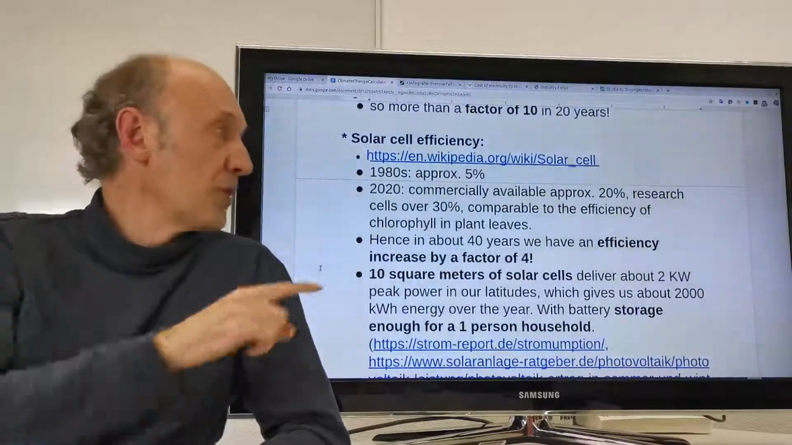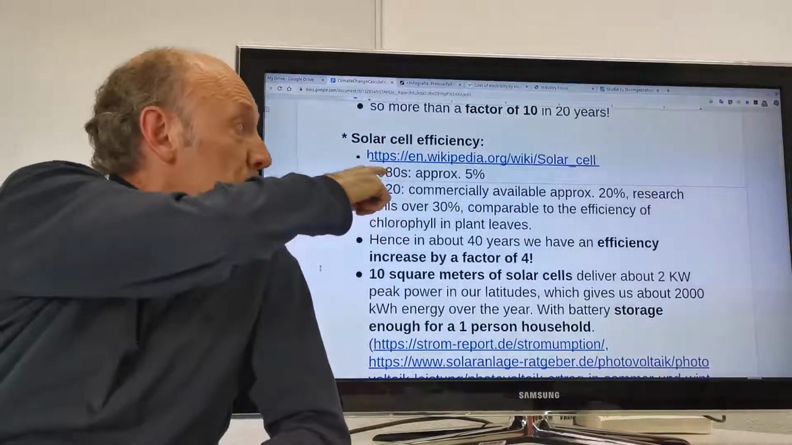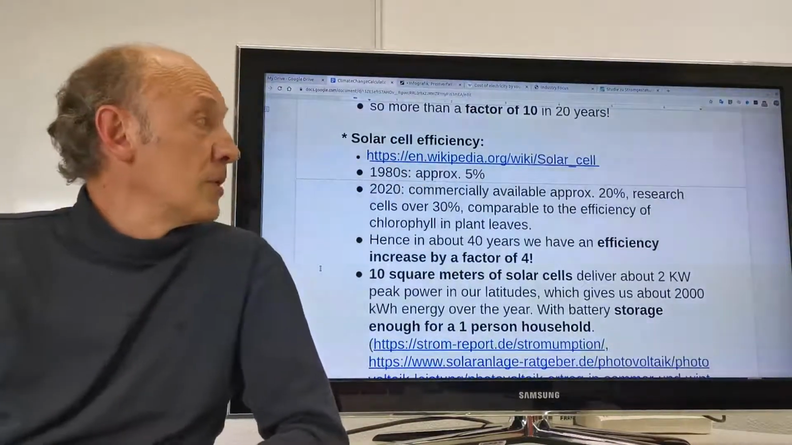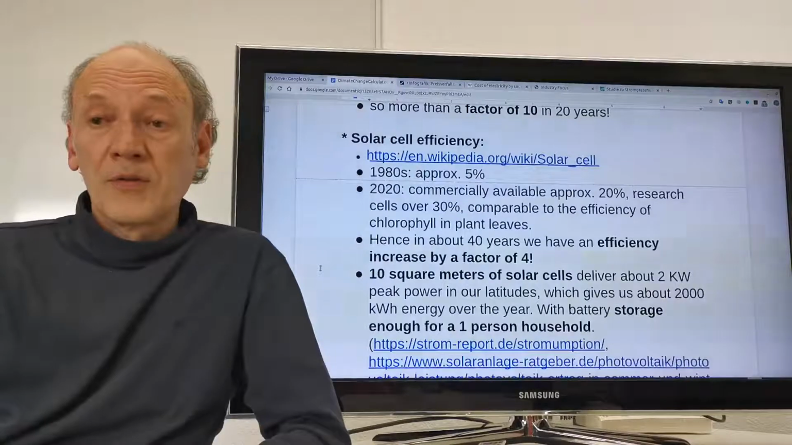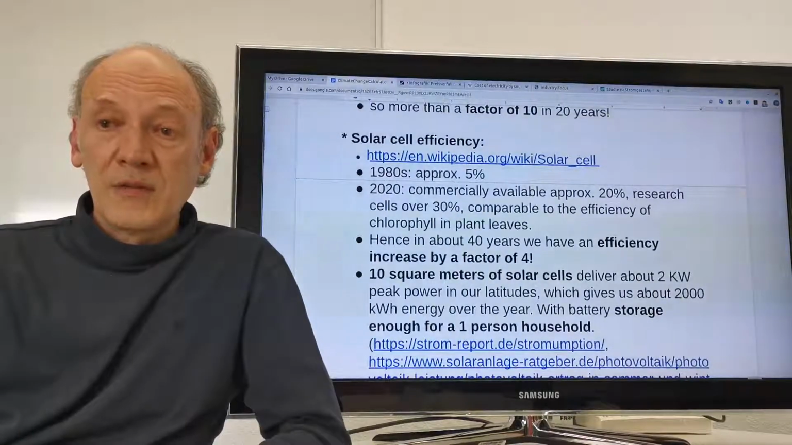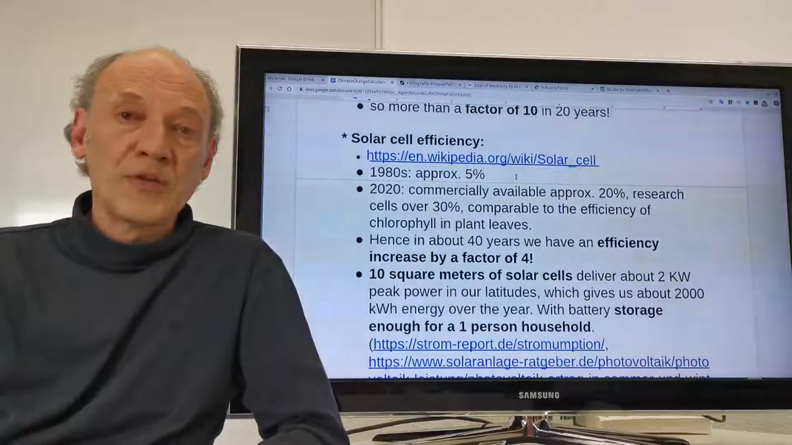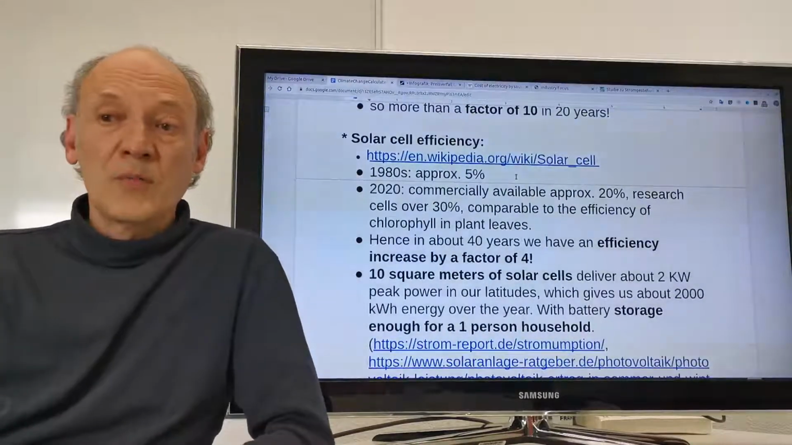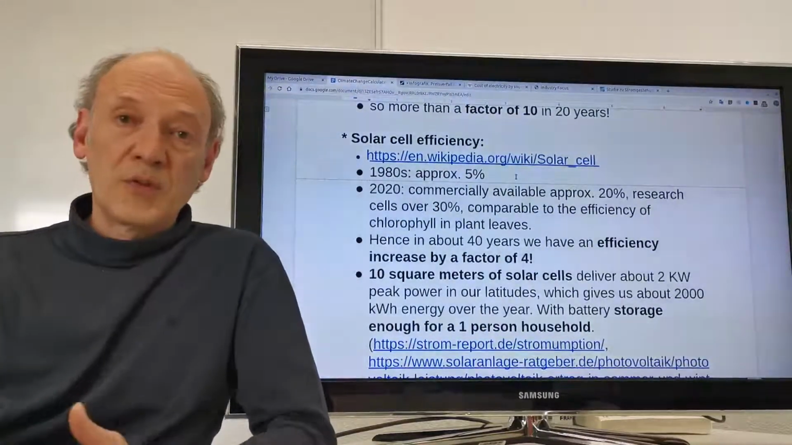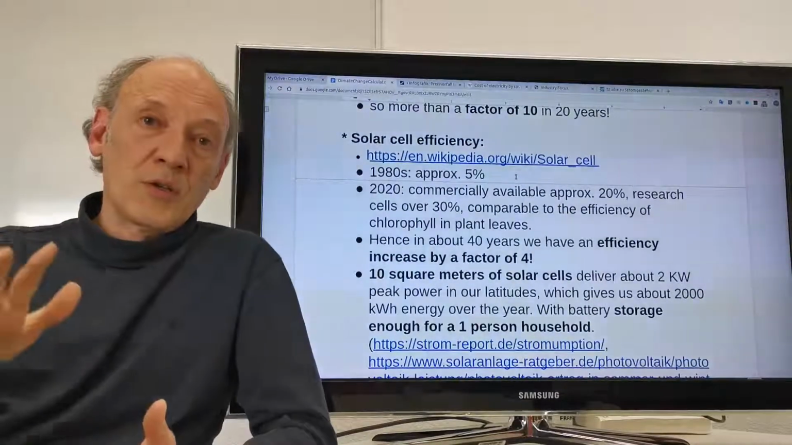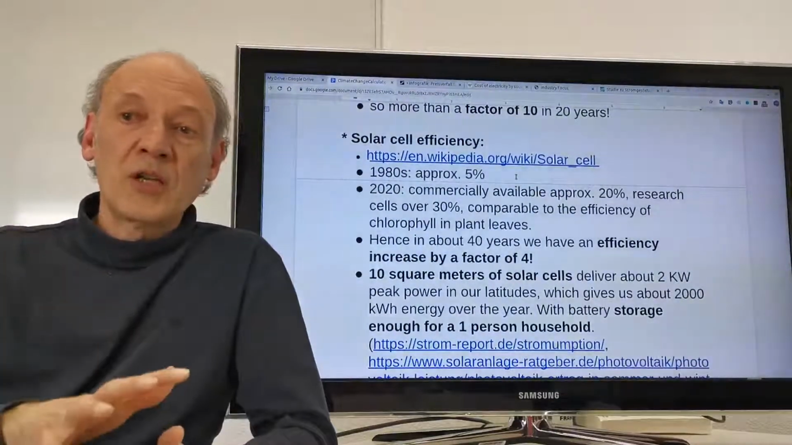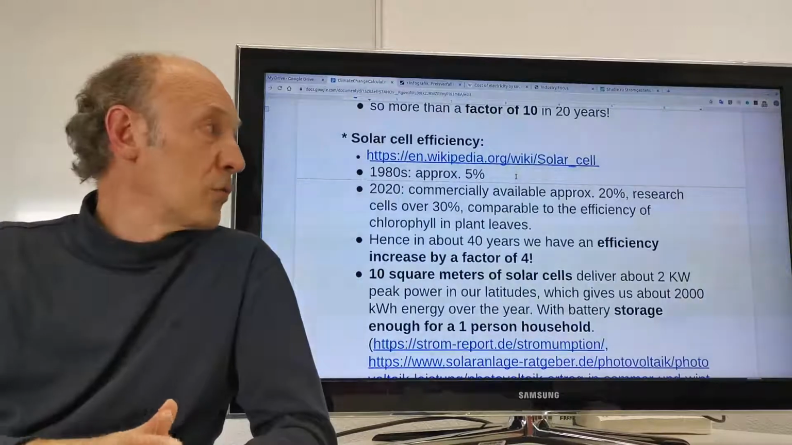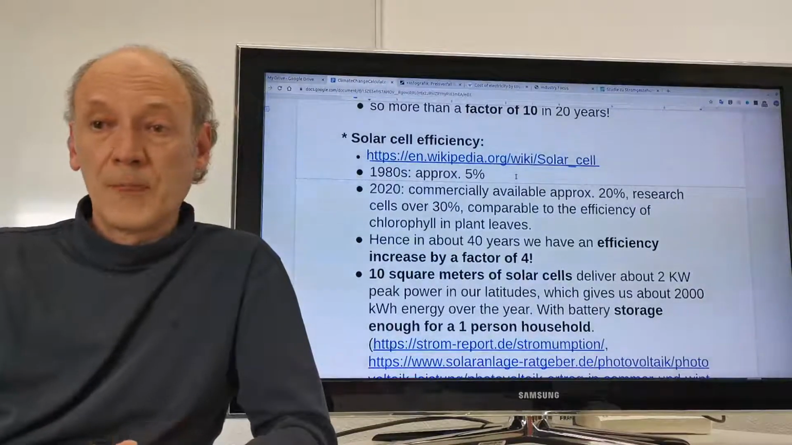Similar for solar cells. When we look at the solar cell efficiencies, here I have the English Wikipedia webpage. We can see that in the 1980s, where the first solar cells were available, we had an efficiency of about 5%, which means 5% of the energy coming from the sun shining on this solar cell is converted into electricity.